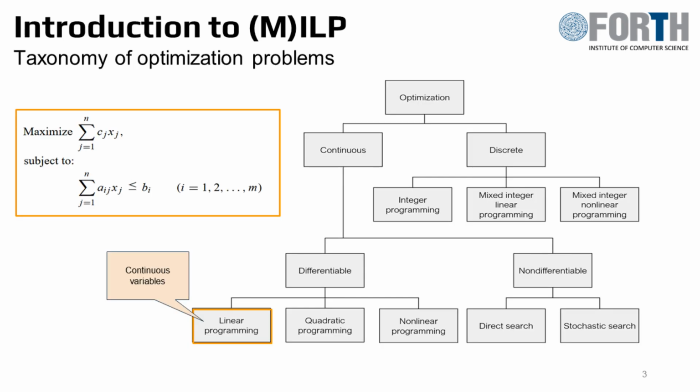Let's start with the simplest class of optimization problems, those involving only continuous decision variables. In this setting, variables can take any real value within a specified interval. When both the objective function and all constraints are linear, we obtain a linear programming problem, or LP. LPs are mathematically well-behaved. Their feasible region forms a convex polyhedron, and the optimal solution, if it exists, lies at one of its extreme points. This convex structure is what makes LPs computationally tractable. Algorithms, such as the simplex method or interior point methods, exploit this structure efficiently.